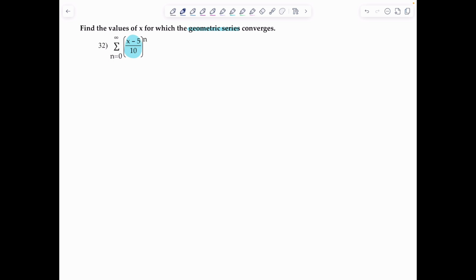It's right here. Whatever's being raised to the n is r. And now in a geometric series, remember, we require that the absolute value of r be strictly less than 1 in order for the series to converge. So this means that the absolute value of x minus 5 over 10 has to be less than 1, and then this series will converge. If I solve this inequality and find x, then I'll be answering the question. I'll find the values of x for which the geometric series converges.